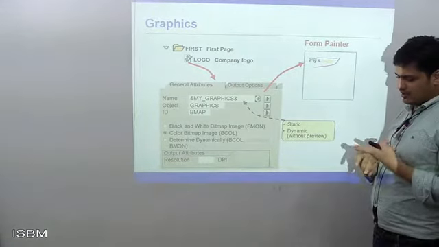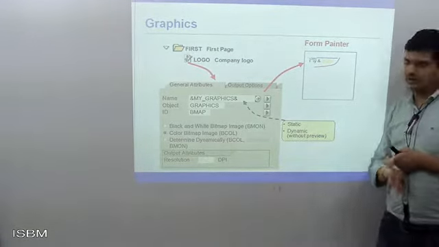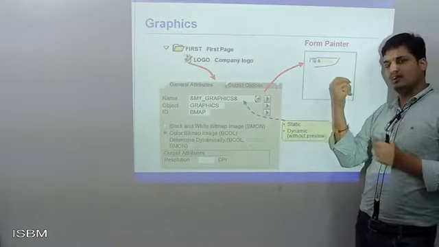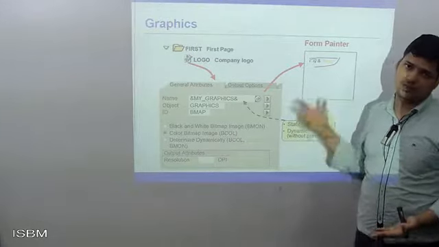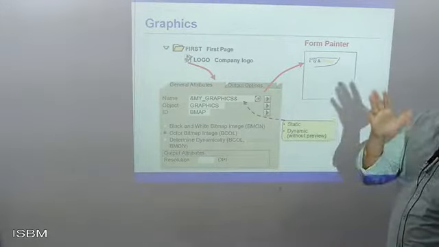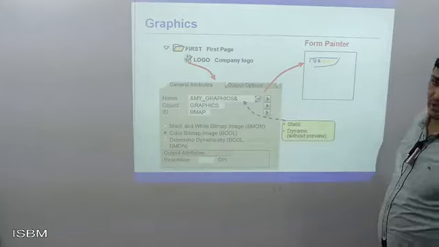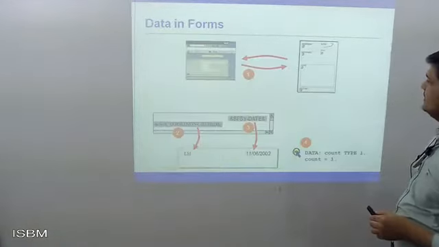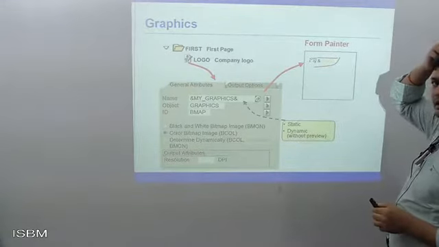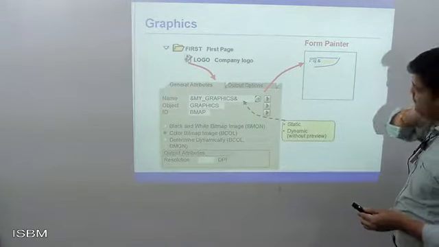Again, we need to check, as I told you initially, whether this logo fits in our window or not. If it's not fitting our window, then we need to cut it. We need to reduce the size of the logo, and according to that, we will fit this logo into the invoice or the smartform.